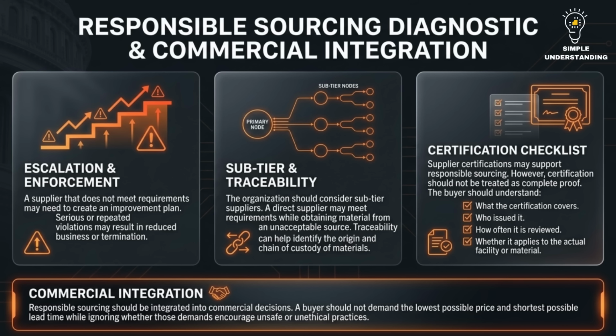The organization should consider sub-tier suppliers. A direct supplier may meet requirements while obtaining material from an unacceptable source. Traceability can help identify the origin and chain of custody of materials. Supplier certifications may support responsible sourcing. However, certification should not be treated as complete proof. The buyer should understand what the certification covers, who issued it, how often it is reviewed, whether it applies to the actual facility or material.